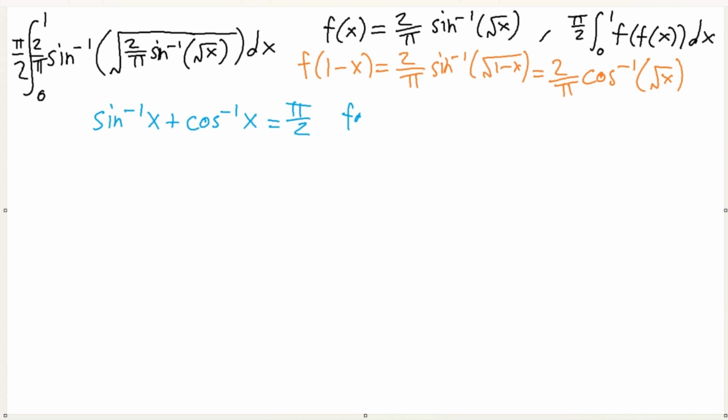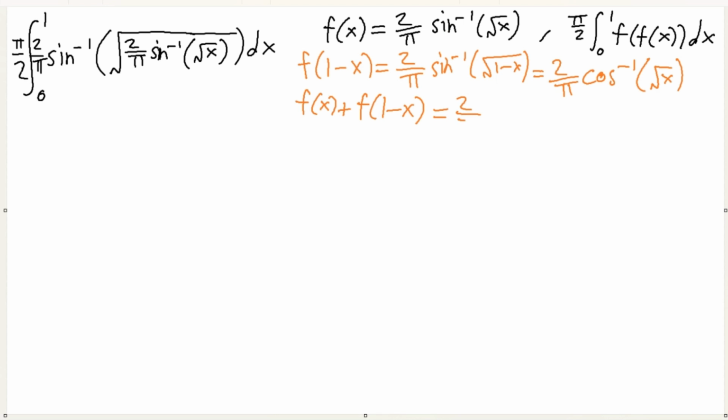So now that we have that, notice that when we add f of x plus f of 1 minus x, then we get 2 over pi. We can factor out 2 over pi, and we get inverse sine of the square root of x plus inverse cosine of the square root of x. Would you look at that? This is equal to pi over 2 times 2 over pi. This is equal to 1. Aha! Alright, now we know what to do.